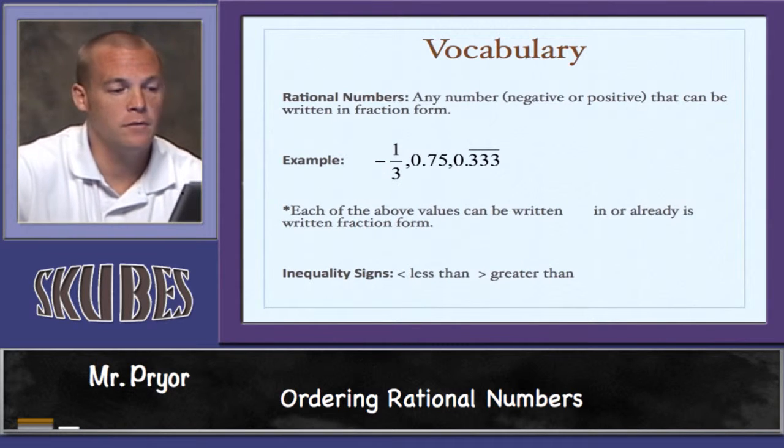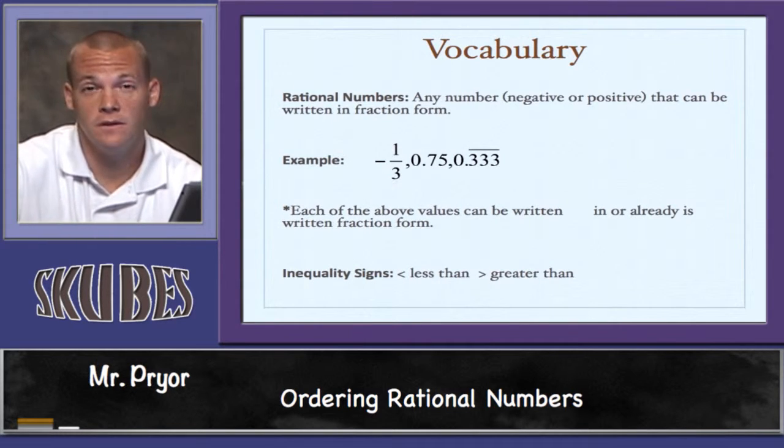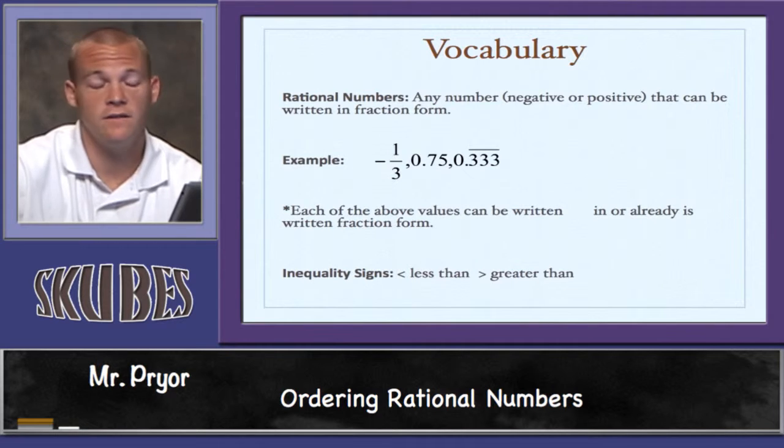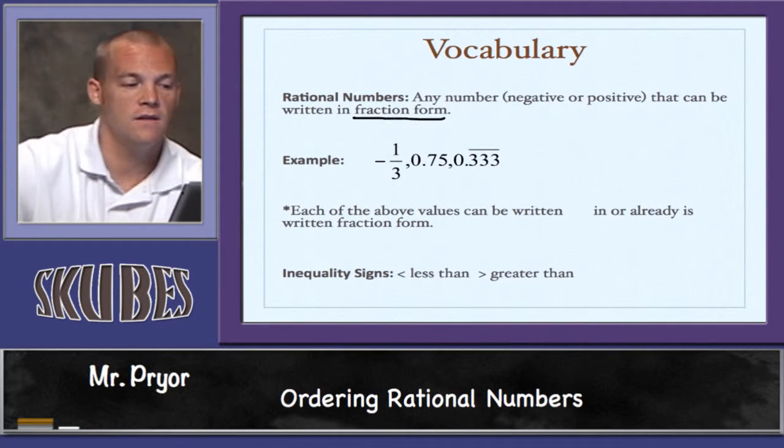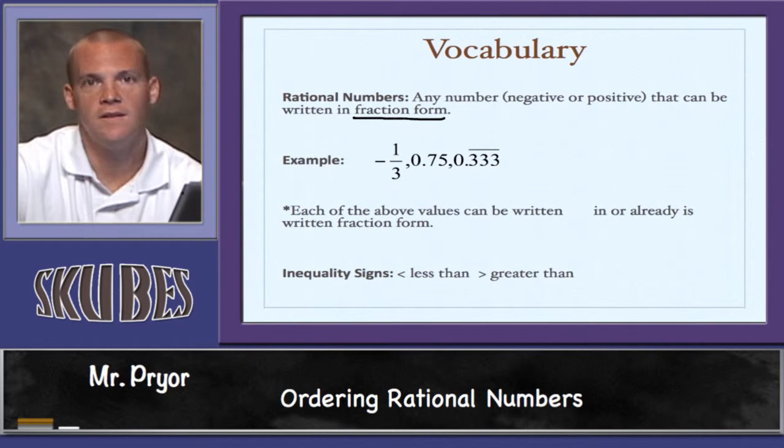First of all, rational numbers. What is a rational number? Well, it's simply any number, negative or positive, that can be written in fraction form. That's the key to this whole term. The term itself, ratio, in the word rational, ratio again is a fraction.